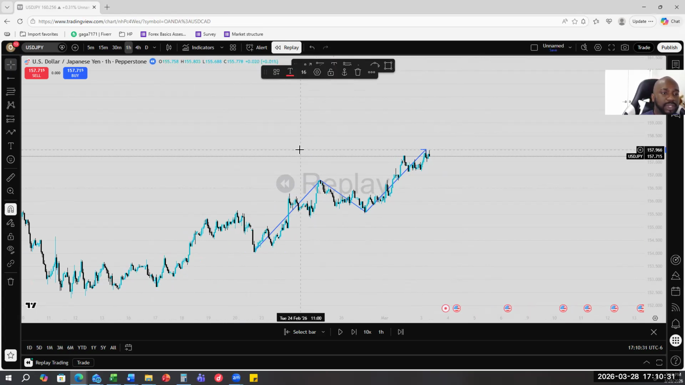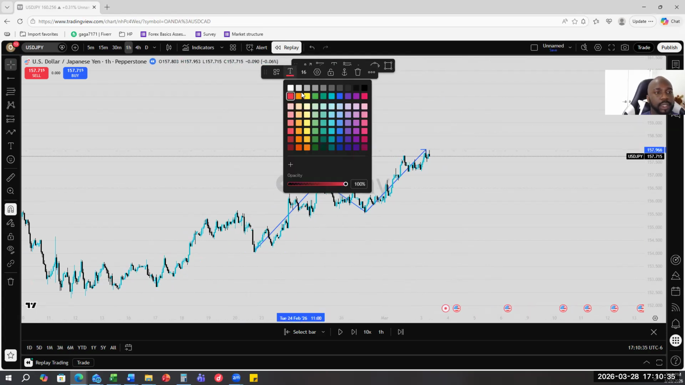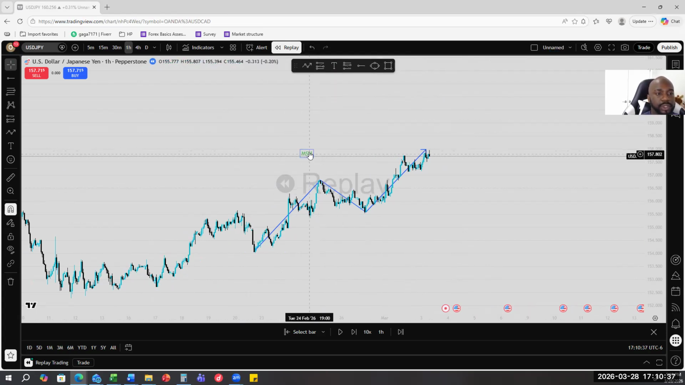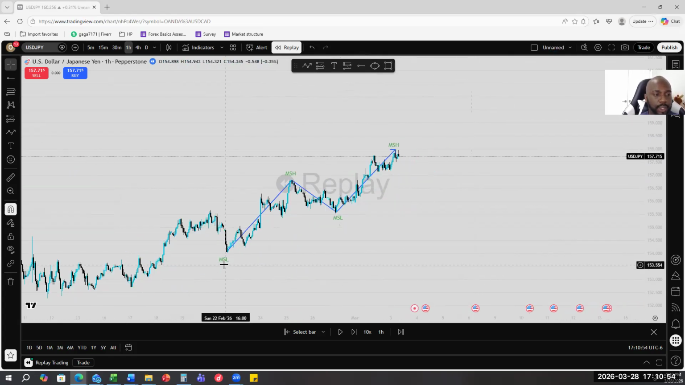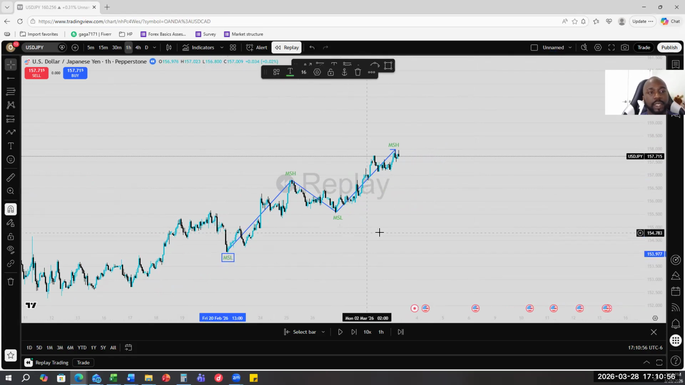So to make things a bit easier and clearer for me, I also like using the text tool to draw this out. So this is my major structural high, and I have MSL being my major structural low. So this is one low, a higher low, and we also have a higher high. So once I have this, I am in a trend. More precisely, I'm in an uptrend.